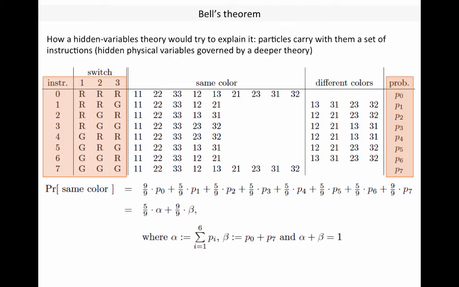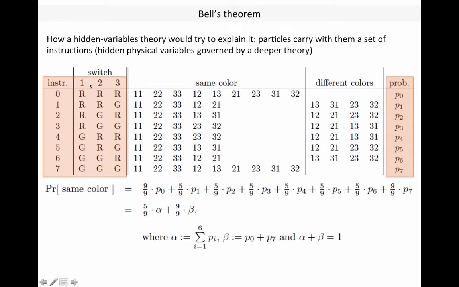Now, the way a local hidden variables theory would try and explain this experiment is that the particles that are emitted carry with them a set of properties or a set of information, often referred to as instructions, and these instructions are just the hidden physical variables that we don't know about yet, because we haven't discovered the deeper theory underlying quantum mechanics. So if there is this deeper theory which contains these extra variables associated with these particles, then this might be how the experiment goes.